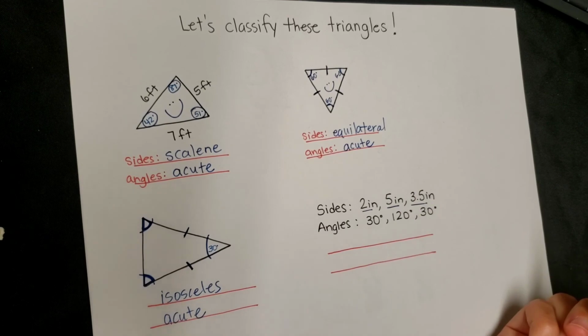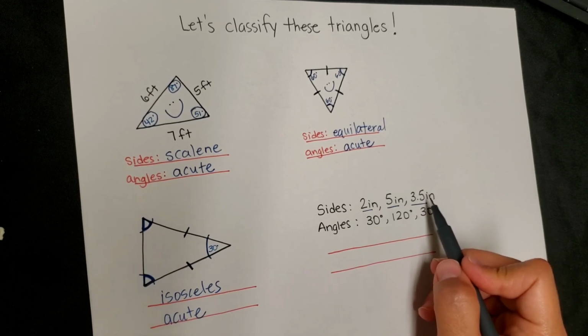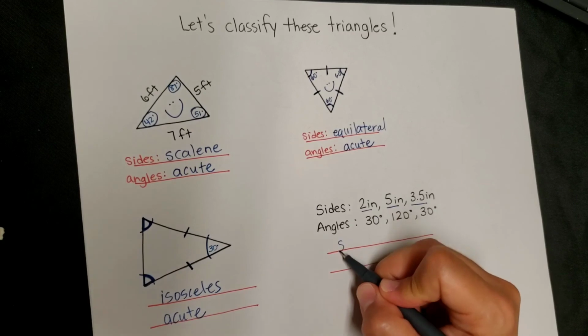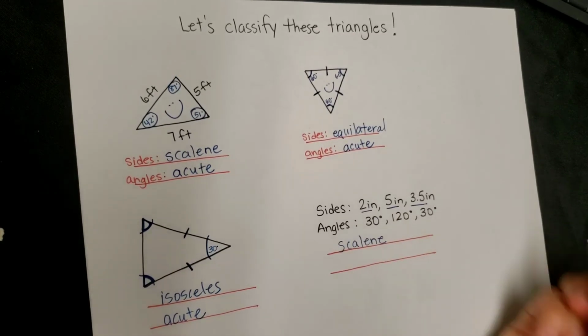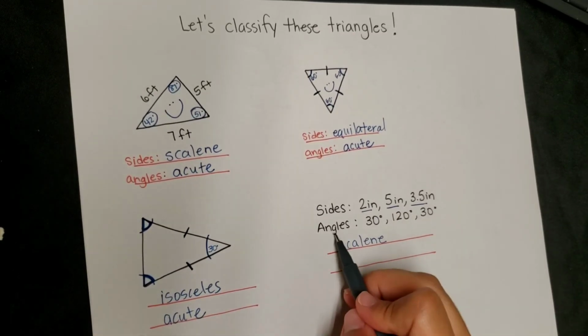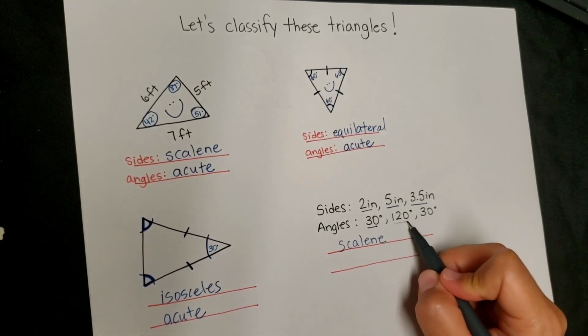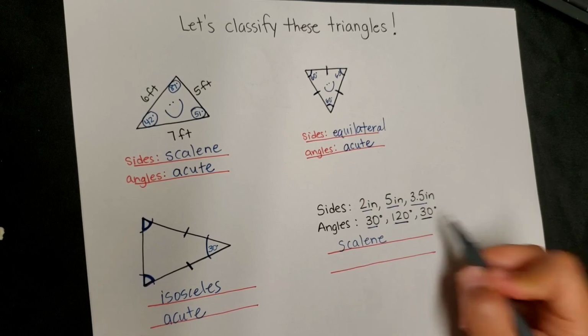Do any of these numbers match each other? No, nothing there is congruent. So when I have all sides that are different, what type of triangle would that be? Yep, scalene. All right. And then when I look at the angles for this one, the angles are 30 degrees, 120 degrees, and 30 degrees.